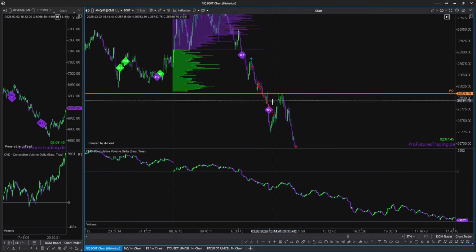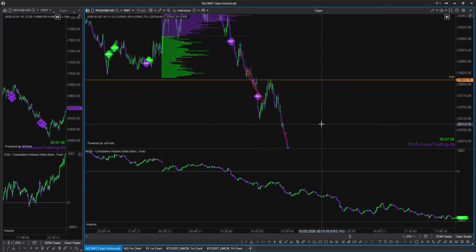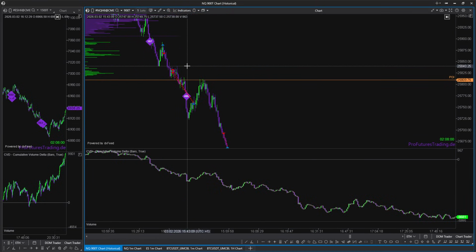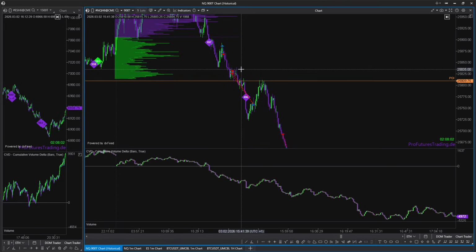And it simply broke. And we had a good cumulative delta as well for the short side. So I know, okay, there is aggressive selling happening. So basically I just sat in the trade and waited for the breakout.